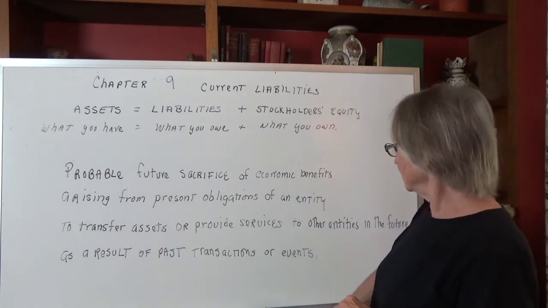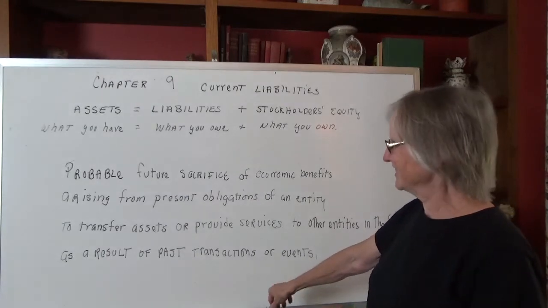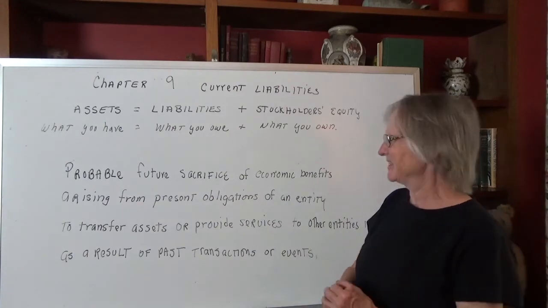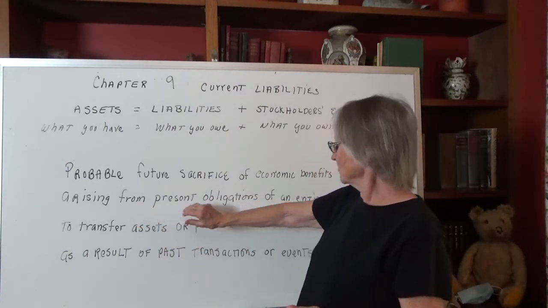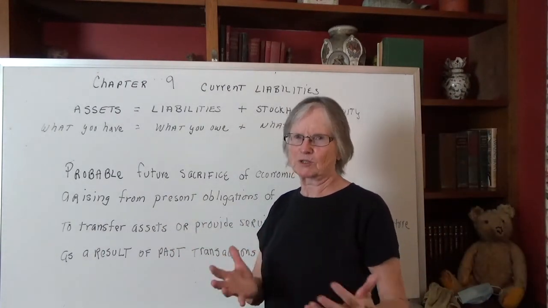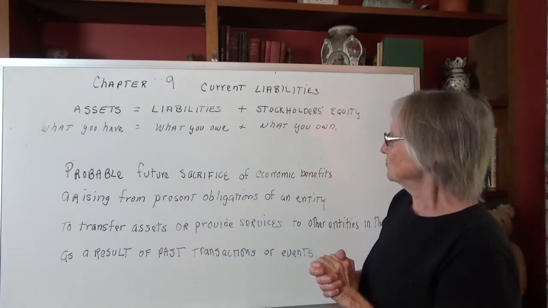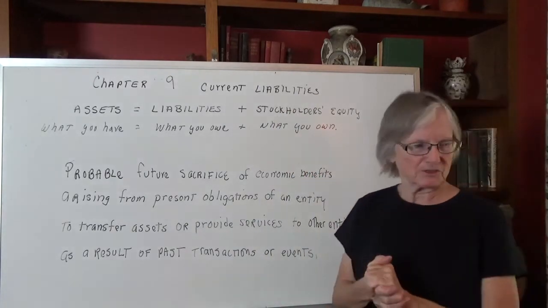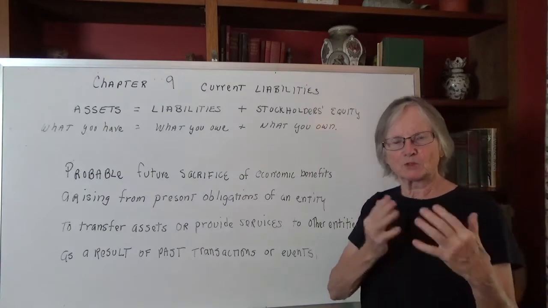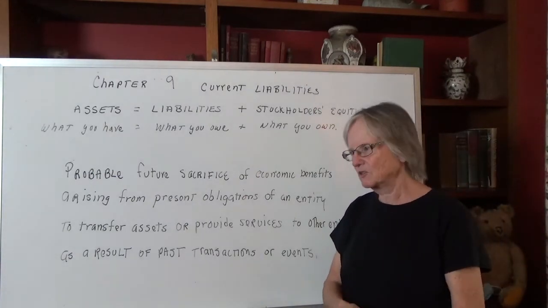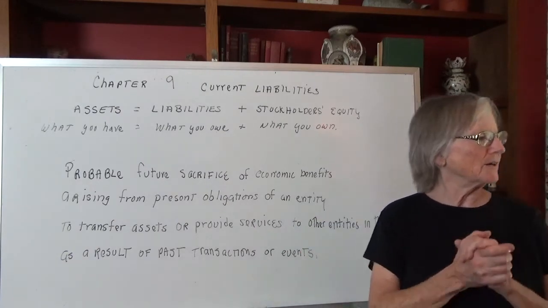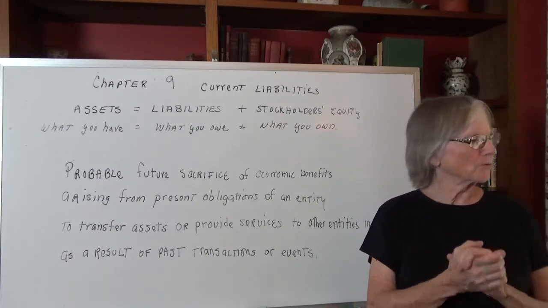So that event has happened, it wasn't a transaction. And there's going to be a probable future sacrifice of economic benefits. You don't know exactly how much, and it's arising from something that's happened, and you're probably going to have to transfer the assets. If you think about these in more concrete terms, sometimes it's helpful. So, probable future sacrifice of economic benefits. What else do we need to say about this? It can result from a regular business transaction. You buy supplies, you buy inventory, you owe your employees money, you owe the government money. These are regular business transactions, or it can arise from the event.